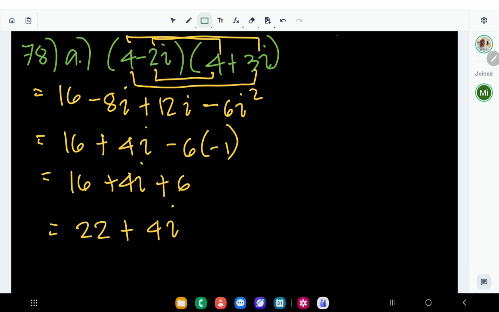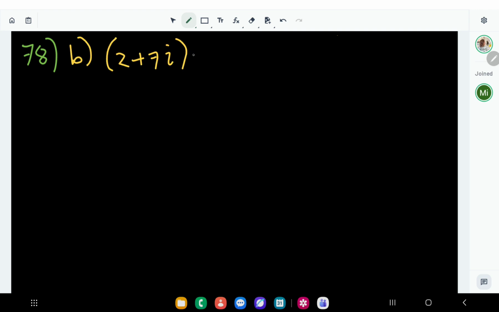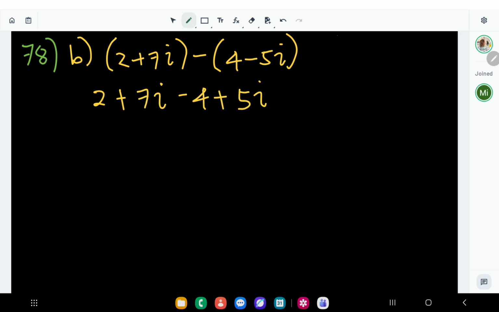Then we move to letter B. Okay, letter B. 2 plus 7i minus 4 minus 5i. So this would become 2 plus 7i minus 4 plus 5i. Be careful of the signs. Sometimes it's tricky. Yeah? If you see a negative here, you must distribute to each of the terms. Then we group like terms. This is negative 2. Then 7 plus 5 is 12. So 12i.